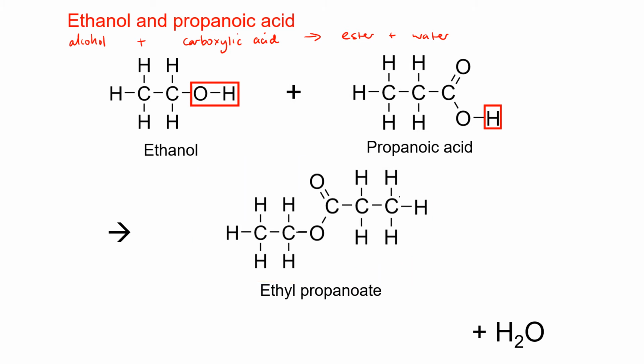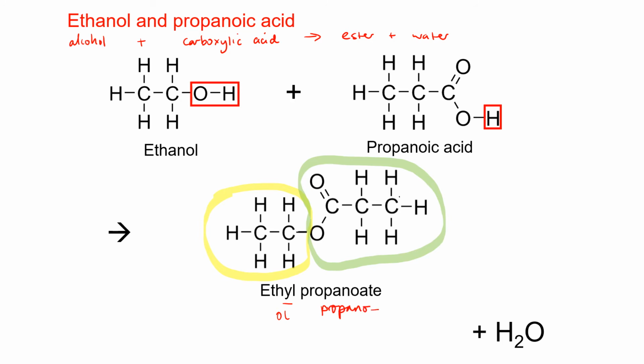So just as a bit of a recap there of the naming, ethyl is the part of the molecule that came from the alcohol, and then propanoate is this chunk here that came from the propanoic acid. So the alcohol part always ends in -yl from -ol, and propanoate came from propanoic. So both of them have propano.